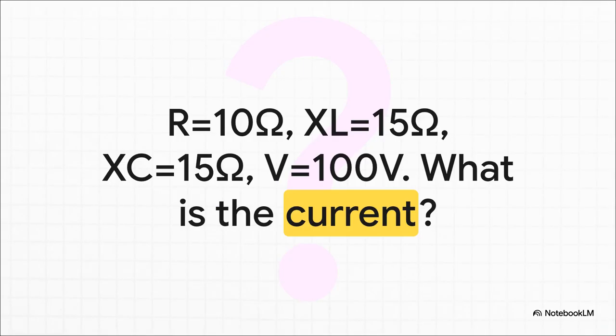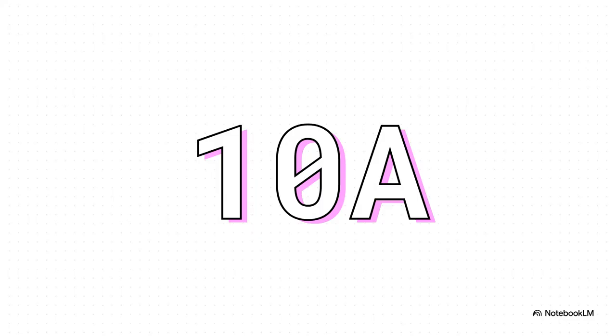All right, now here's a classic they love to throw at you. An RLC series circuit. They give you R, XL, XC. Take a look at those values. What's the very first thing that should be screaming at you? Exactly. The inductive and capacitive reactances are identical. It's a resonance circuit. Think of it like a perfect tug of war, where they just cancel each other out.